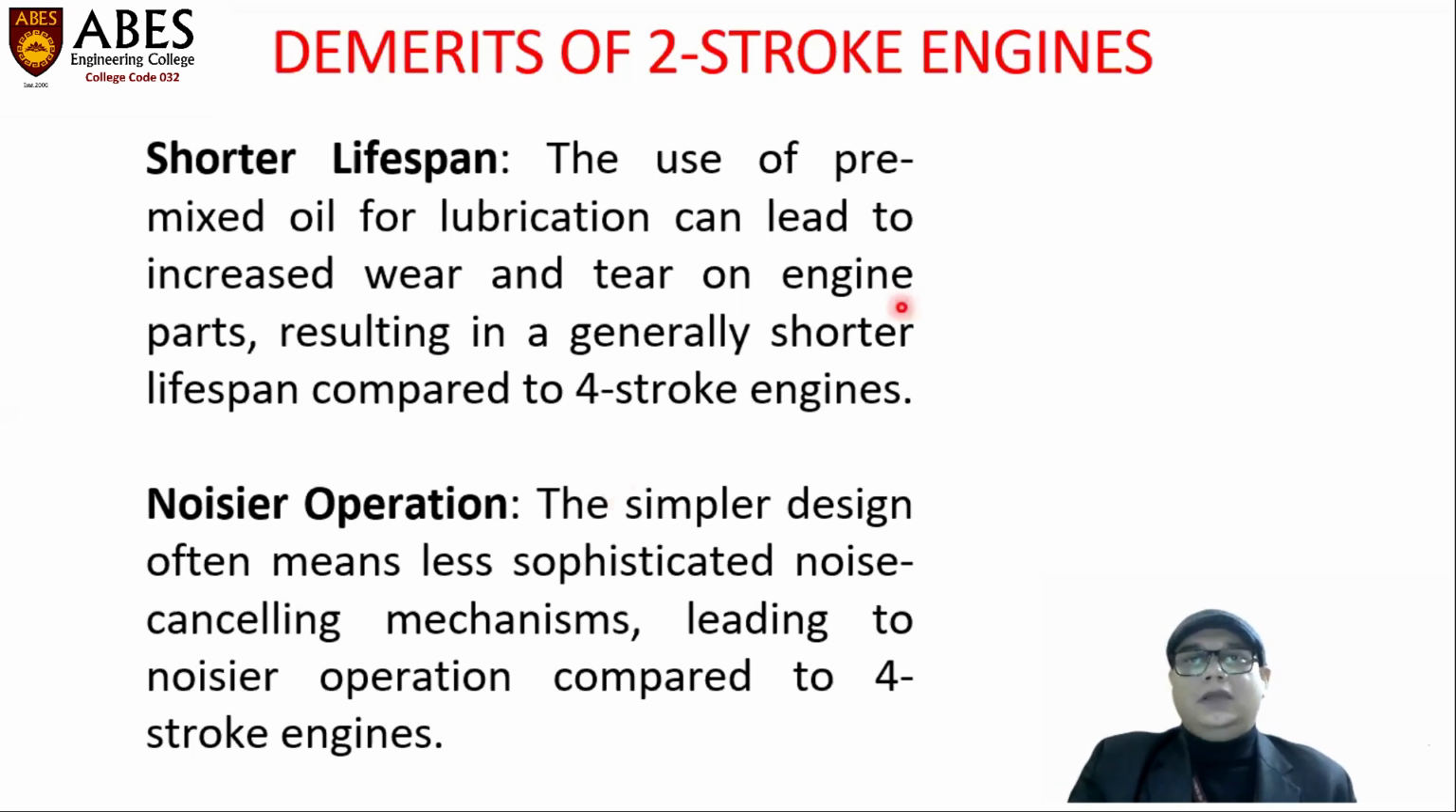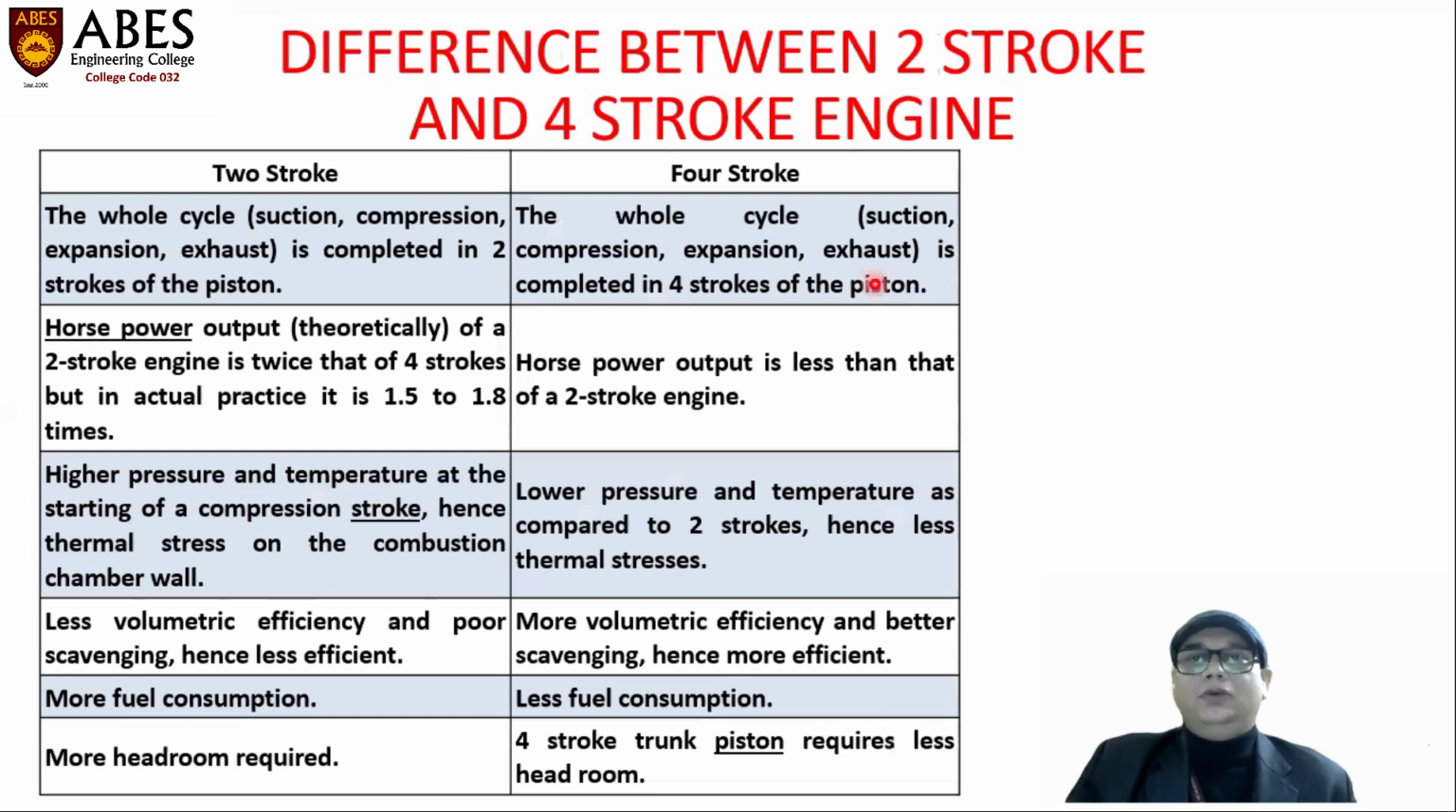The next topic is the difference between two-stroke and four-stroke engine. In a two-stroke engine, the whole cycle is completed in two strokes of the piston. The cycle includes suction, compression, expansion, and exhaust. In a four-stroke engine, the whole cycle is completed in four strokes of the piston.